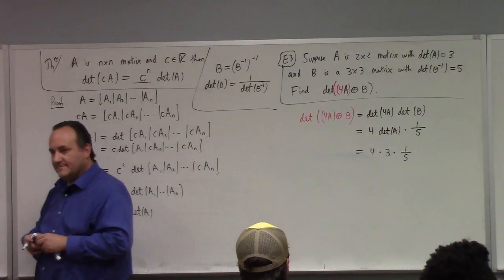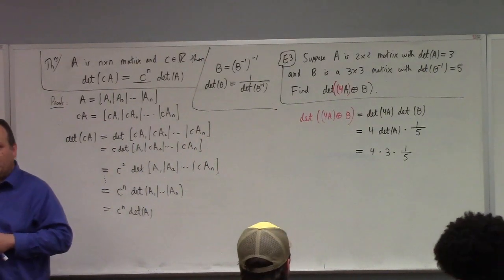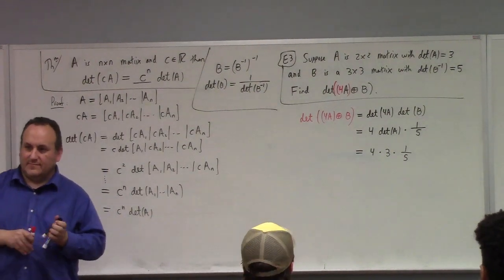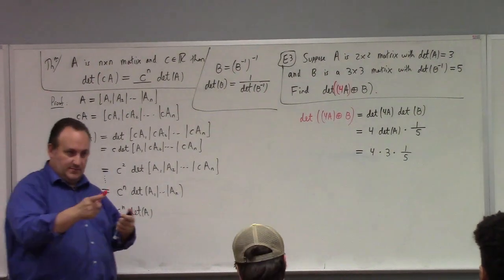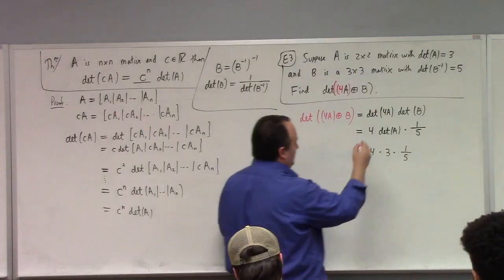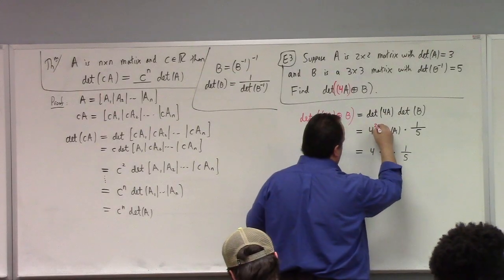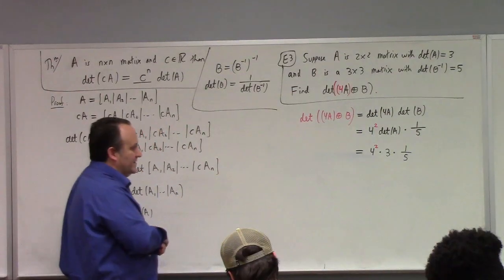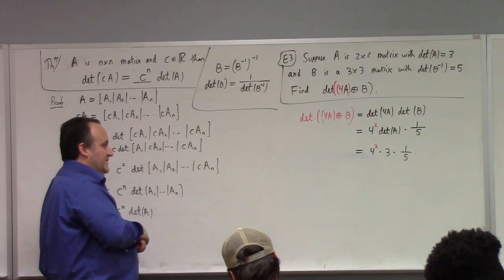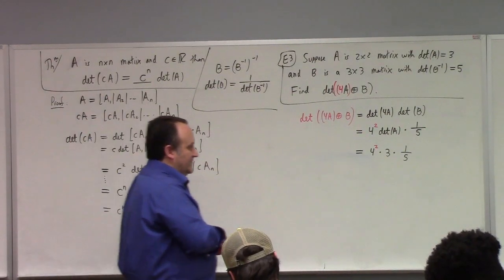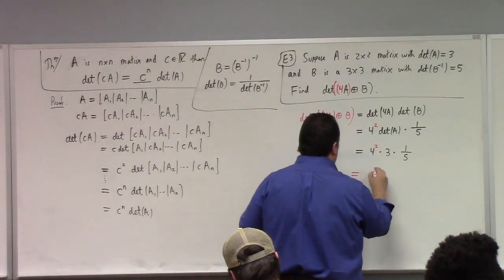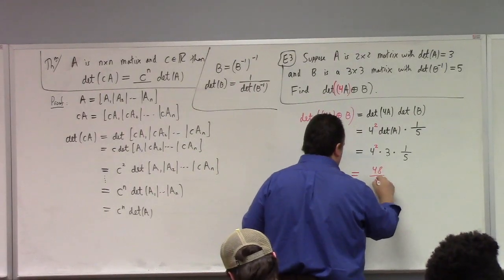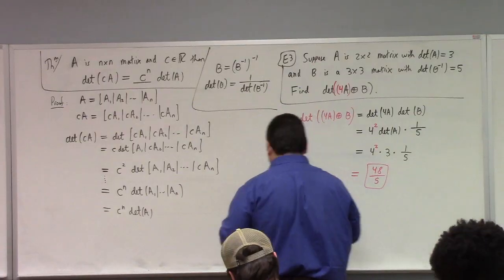Yep. You need to do 4 squared. Why is that? Because it's 2 by 2, right? So that has to be a 4 squared. I did that on purpose, so you see you guys are paying attention. So yes, 4 squared, I owe you a 4 squared there. Also known as 16 times 3, which is 48. So the answer here is 48 over 5. All right?